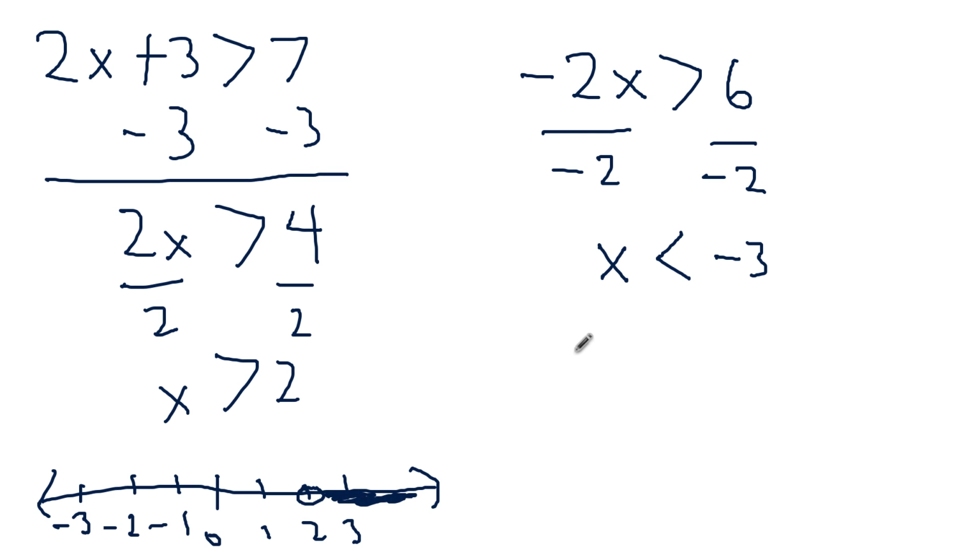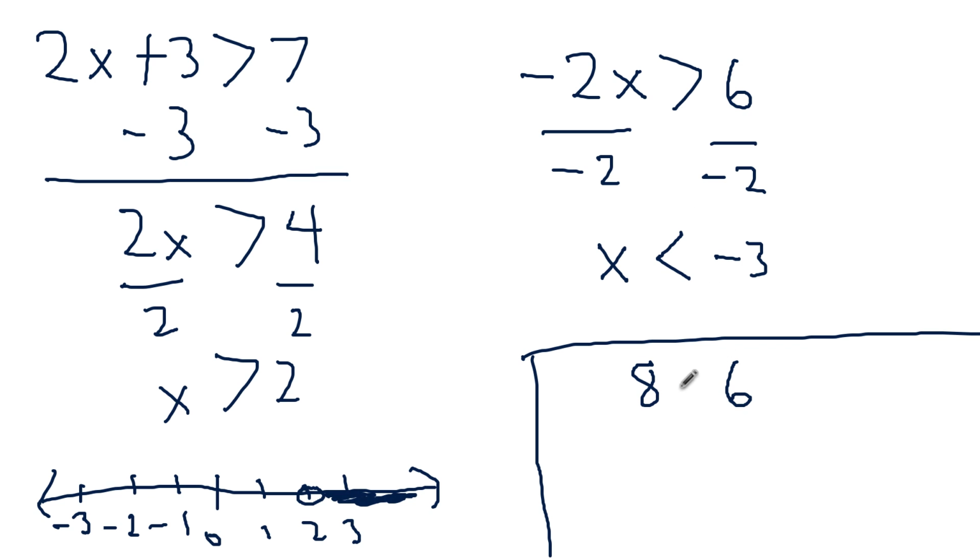And so why do we flip the sign? Let me show you an example of why we flip the sign. Let's say we had two numbers, 8 and 6. 8 is greater than 6, so we would write the sign this way. But let's see what happens if we divide both sides by a negative number, say -2. 8 divided by -2 is -4. 6 divided by -2 is -3. And so now which way should the sign go? Well, -4 is less than -3, so we see here that the sign flips.